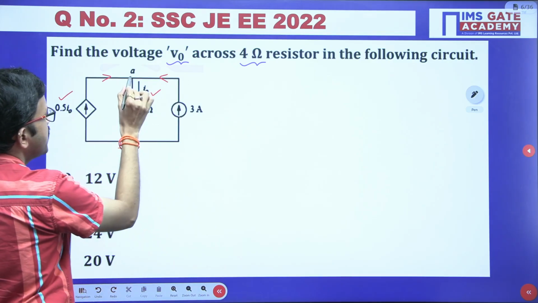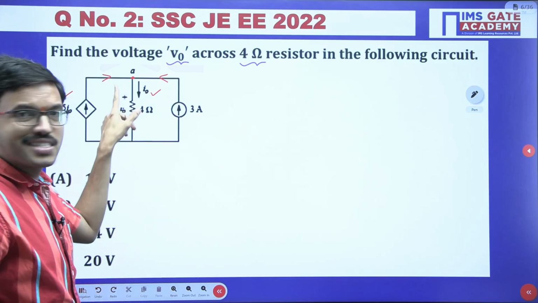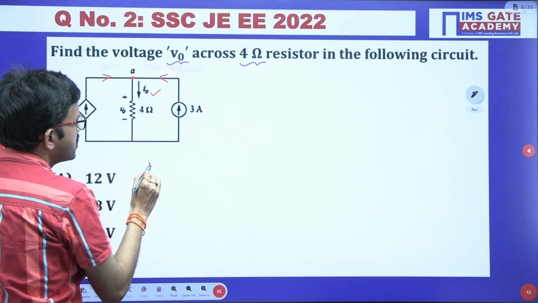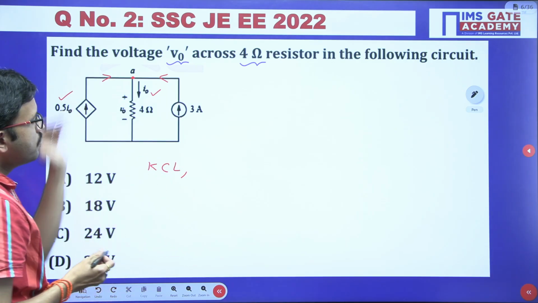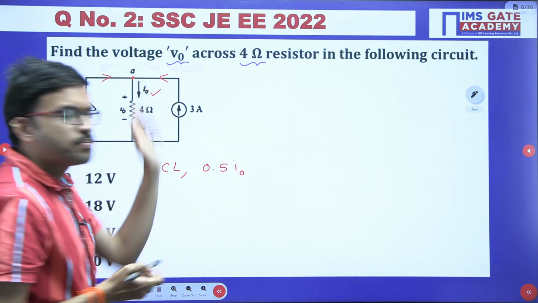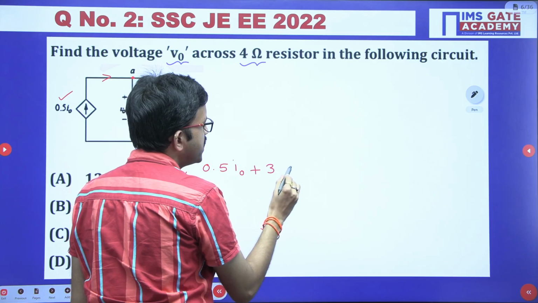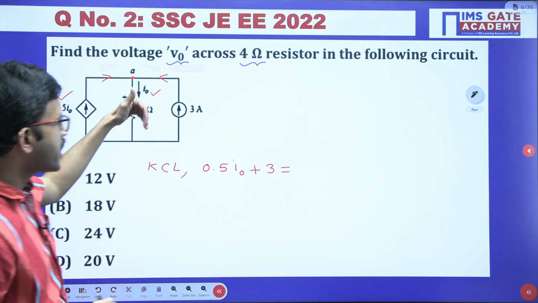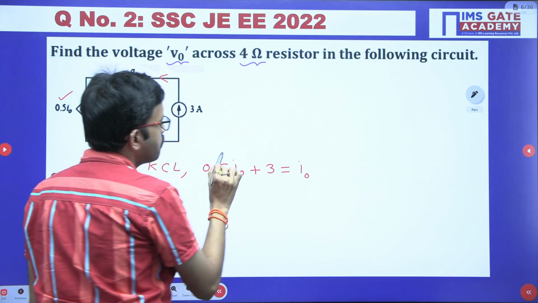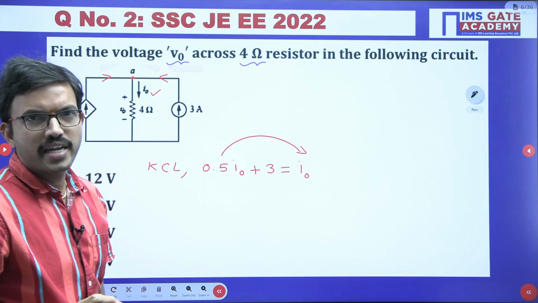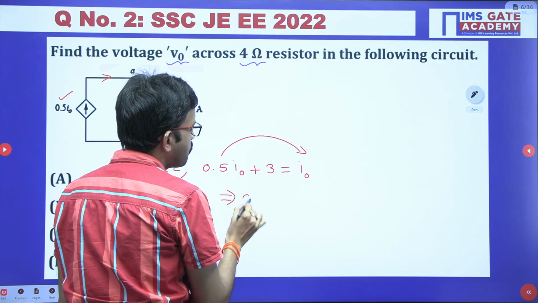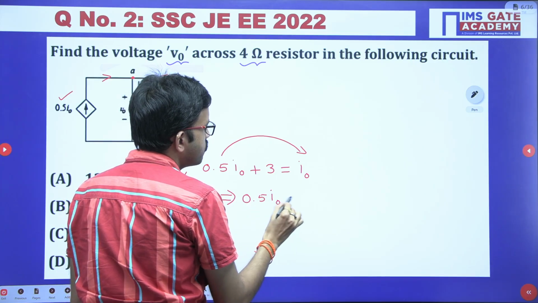So you can apply KCL at this particular node. In these two branches currents are entering, so I am applying KCL once again. Here 0.5 I naught and 3 ampere are both entering, and I naught current is leaving. The sum of entering currents is equal to the sum of leaving currents. So 0.5 I naught we can bring to the right hand side, and it will become negative. So I naught minus 0.5 I naught gives 0.5 I naught equal to 3.